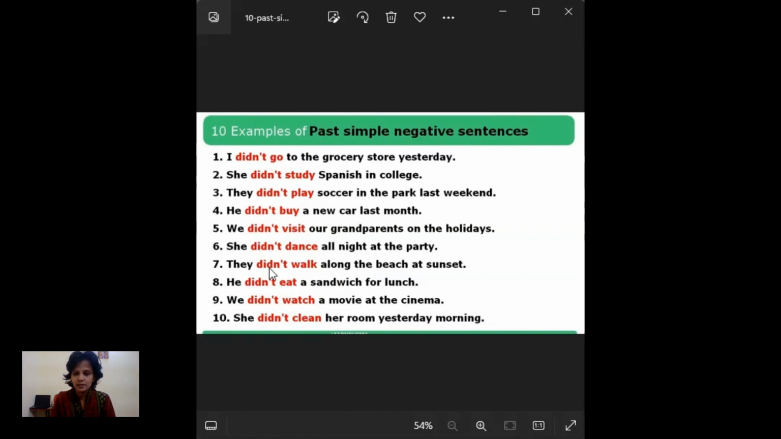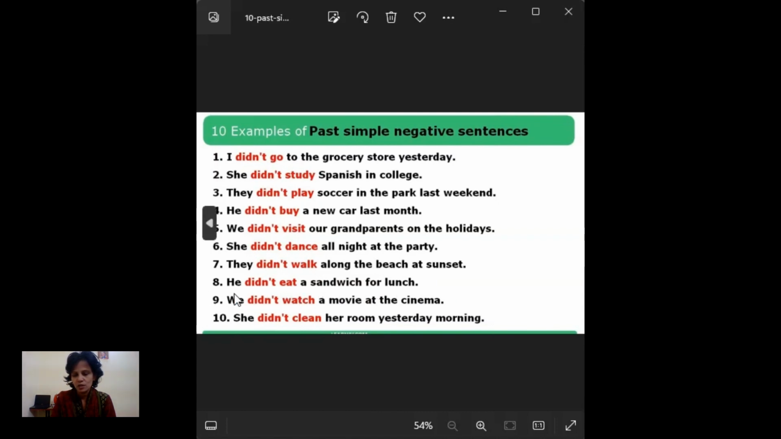Seventh one, they didn't walk along the beach at sunset. This means these people didn't go along the beach at sunset. So this action did not happen in the past. And the eighth one, he didn't eat a sandwich for lunch. He didn't eat a sandwich for lunch during the afternoon.